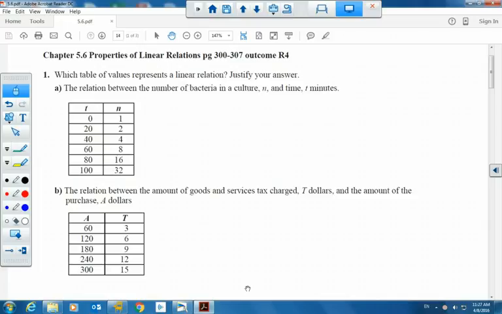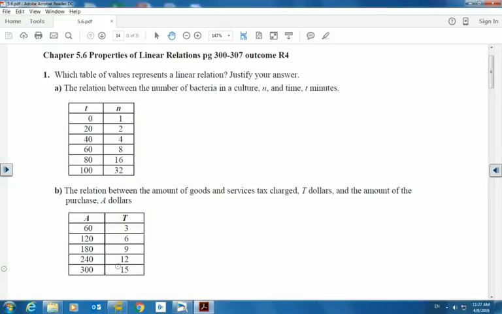So in this chapter 5.6, we're going to be looking at the properties of linear relations. Do you guys remember what the word linear means? Straight line. Yeah, so it means that it is a straight line.